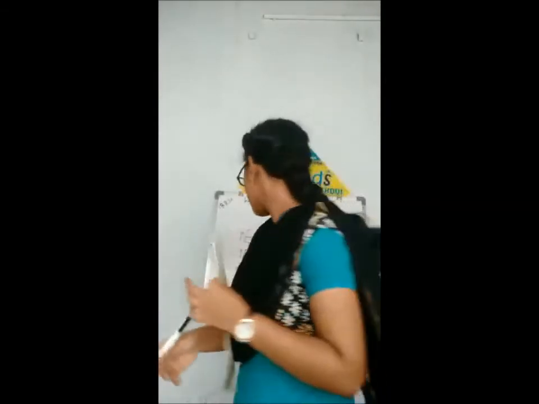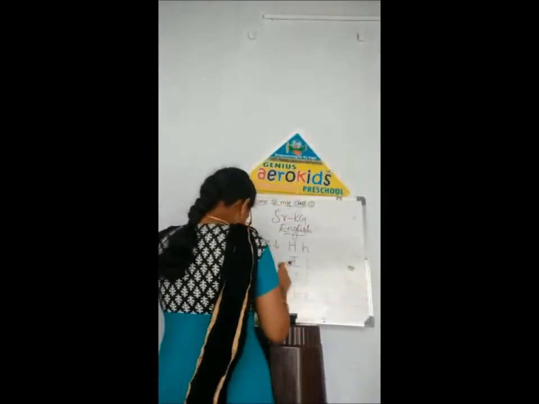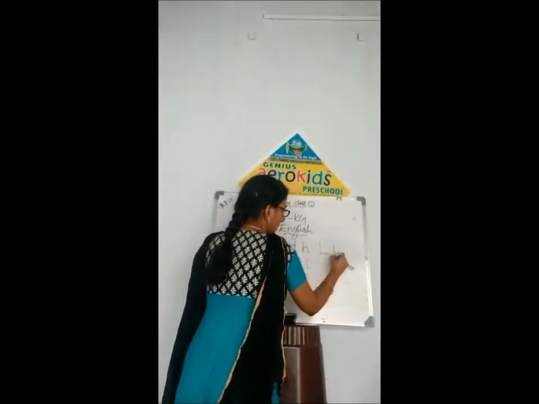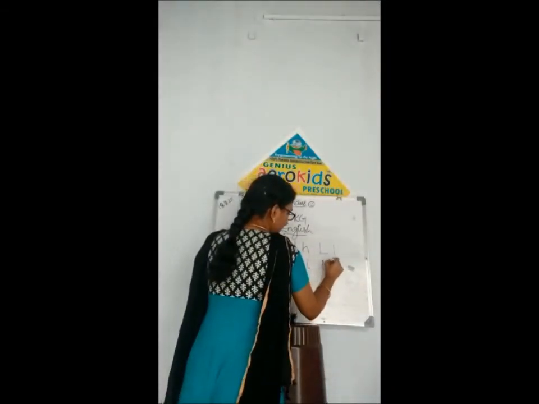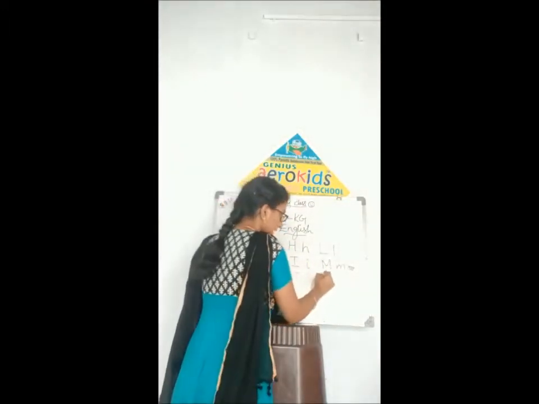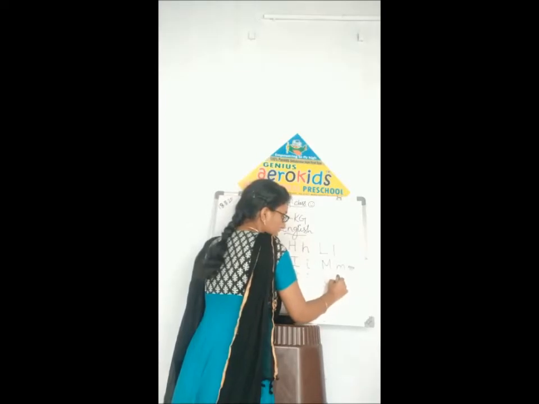Okay. Now it's time to write L. Capital L, small l. Capital M, small m. Can you all see the board? Yes. Capital M, small m.